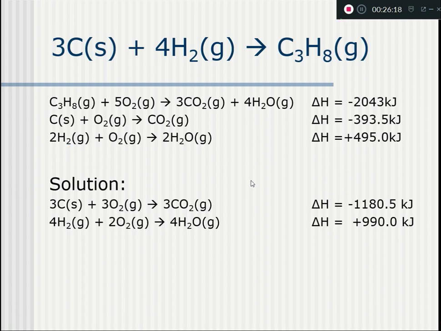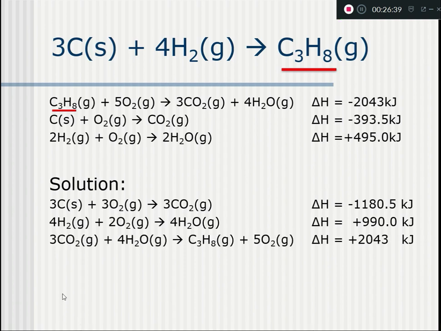And then finally, last one, I'm going to look at my propane, C3H8. I notice that it's here in the very first reaction that I was given, but it's on the wrong side. It's got the right coefficient, but it's on the wrong side. So what I need to do is flip it. When I flip the reaction, notice the propane and the oxygen are now on the product side, and the carbon dioxide and the water are on the reactant side, and they all have the same coefficients they do in the original reaction.